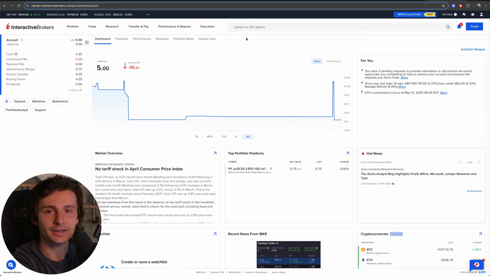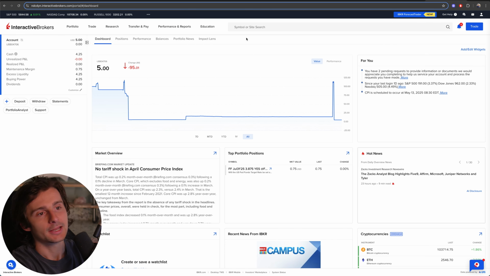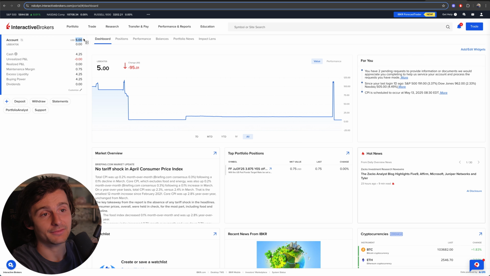So you want to learn how to trade event contracts on Interactive Brokers. Let's dive into it. Here I have an Interactive Brokers account funded with as little as $5 in it, but technically speaking, I have $425 cash, which we're going to utilize here in just a second. I'm going to show you guys how this all works and how easy it really is.